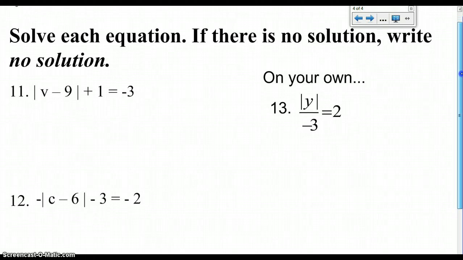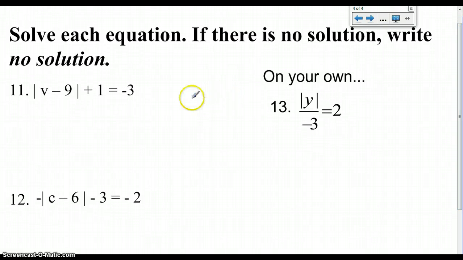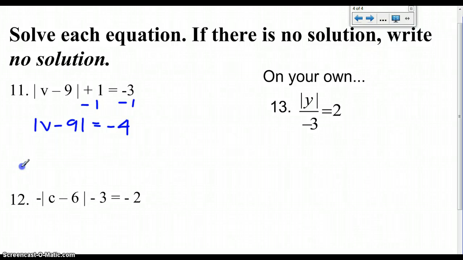Okay, solve each equation. If there's no solution, write no solution. So, if you remember, if you look back on the first slide, it says an absolute value cannot equal a negative number. So, that's how it would have no solution. So we're going to see if we can do any of these. So for this one, we need to get the absolute value by itself. We're going to subtract 1 from both sides, we get the absolute value of v minus 9 is equal to negative 4. And we see the absolute value right here is equal to a negative, so we cannot do that, so it's no solution.